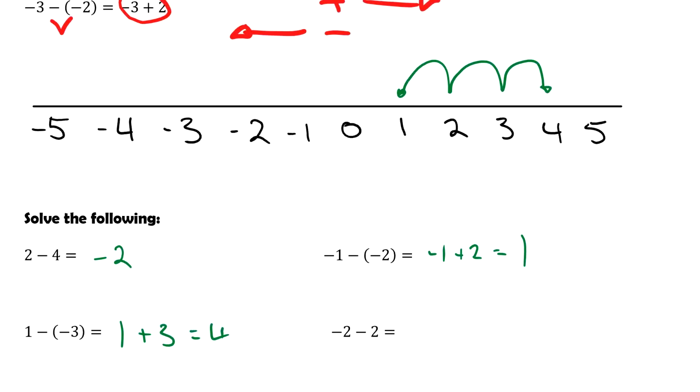And finally, we have negative 2 take away 2. So we can start at negative 2, and we're subtracting, so we're going to the left, and we're going 2 spots, so 1, 2. So that answer is negative 4.